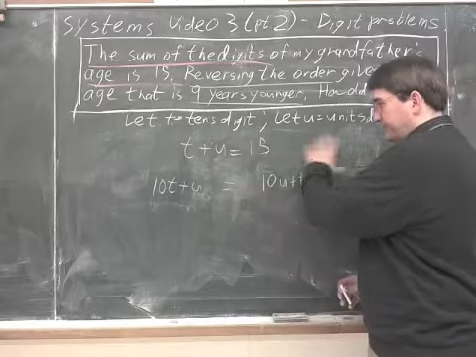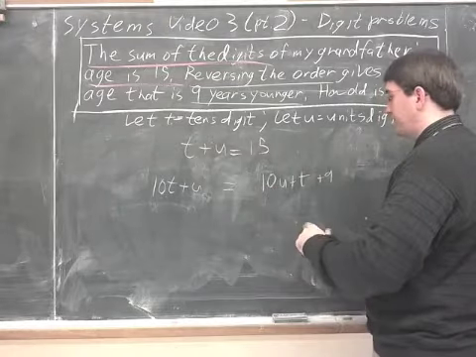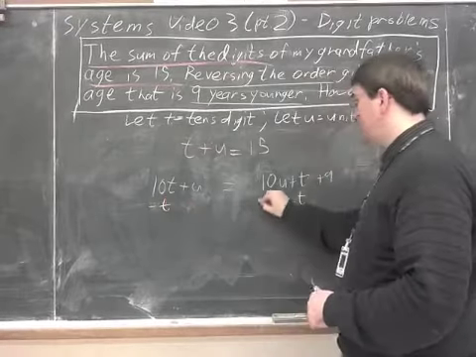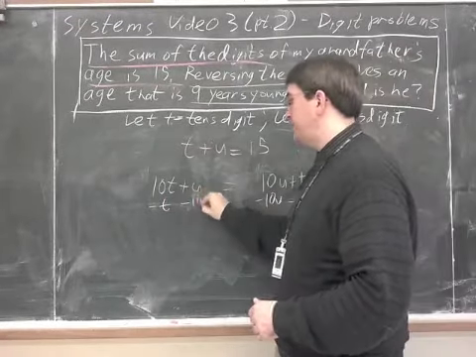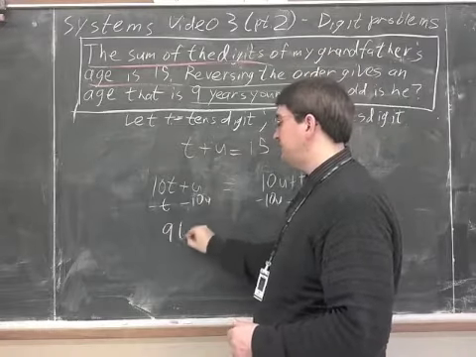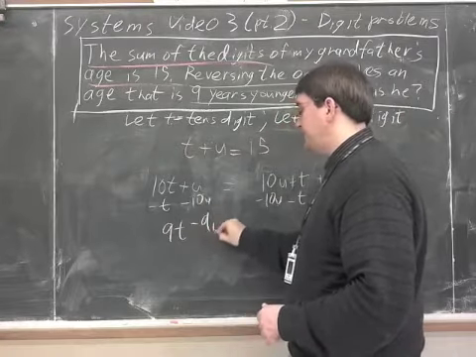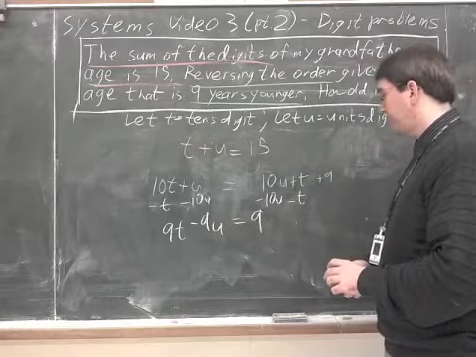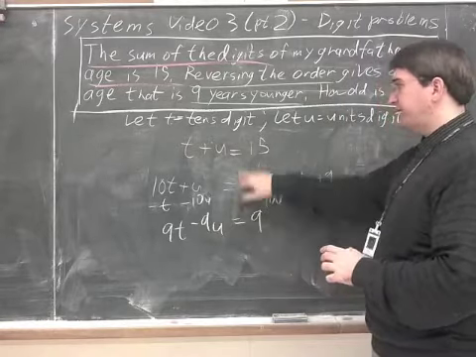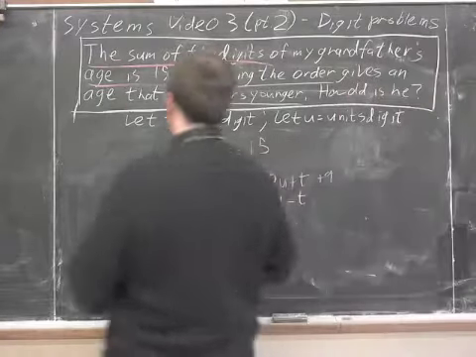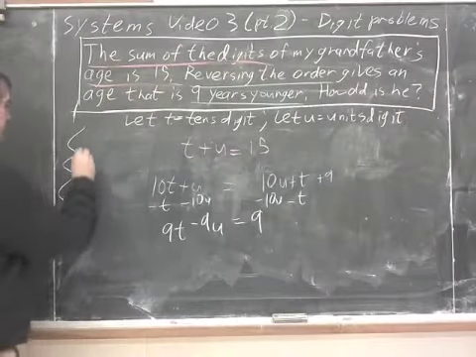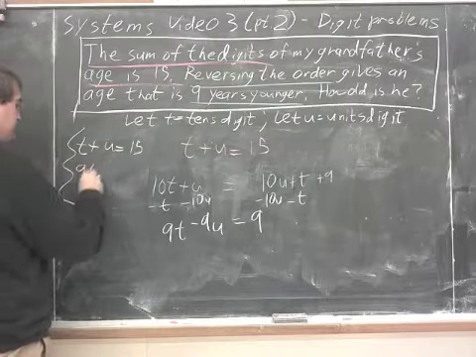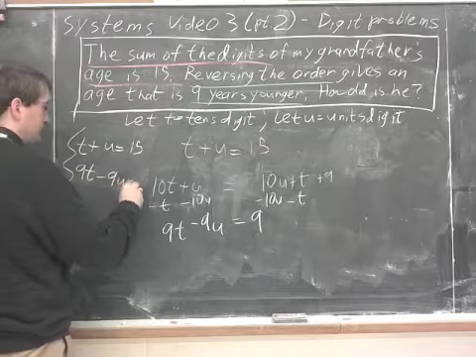But here I'm going to move everything to one side first. So I'm going to subtract t from both sides. I'm actually going to move the 10u as well. Move that over. So I get 9t minus 9u equals 9. So this is my equation that I'll compare with this one. I'm going to write them over again over here with my brackets. So t plus u equals 15, and 9t minus 9u equals 9.